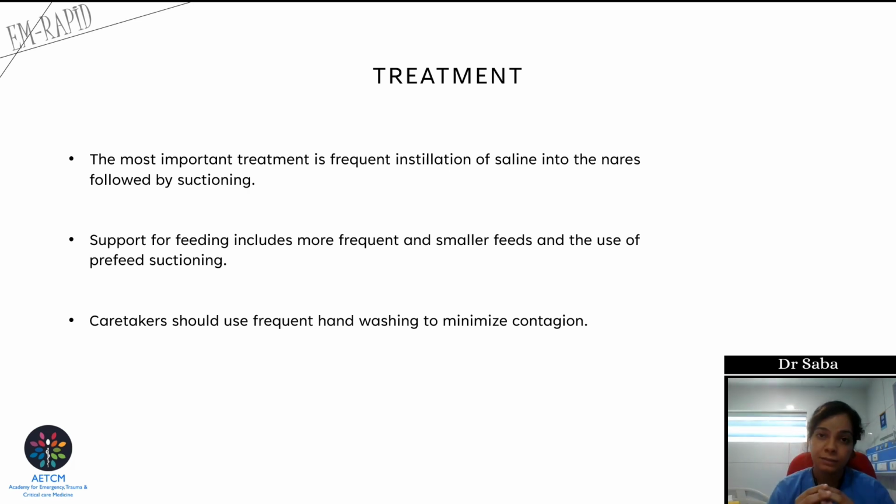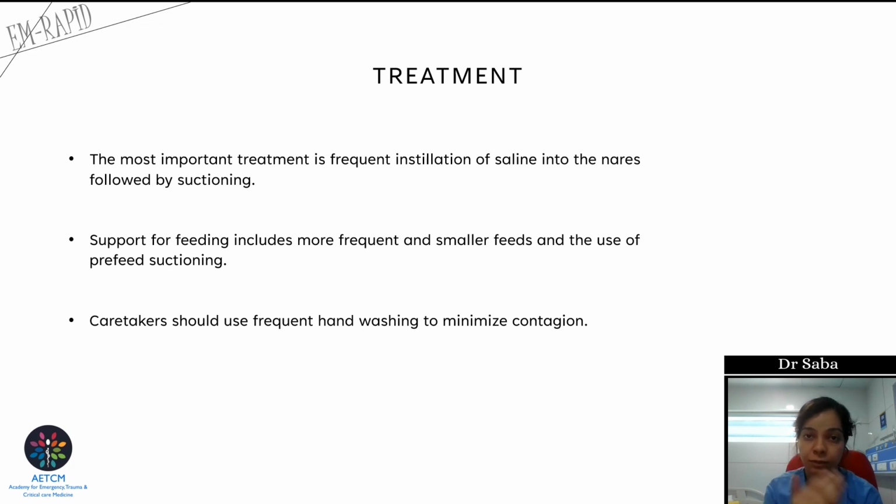The idea is to clear the nasal passages, because the nares are too small in the pediatric age group, which is why any increase in mucus production will lead to profound upper airway obstruction, and that can lead to hypoxia and all the other adverse outcomes. So we will make sure that the child's airway is patent, and that the child is not going into hypoxia, has adequate oxygenation and ventilation. Emergency medicine is all about ABC: airway, breathing, and circulation.